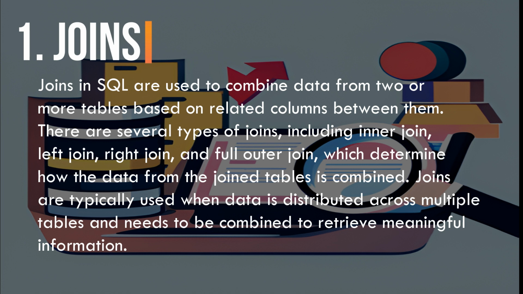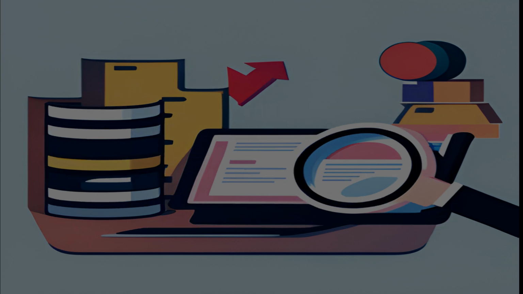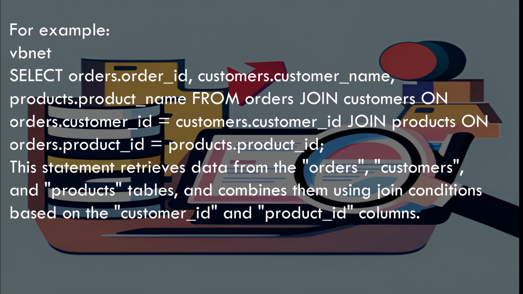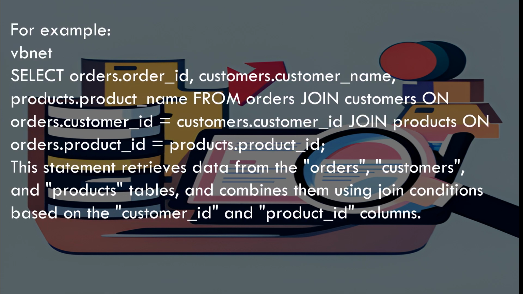Joins are typically used when data is distributed across multiple tables and needs to be combined to retrieve meaningful information. For example: SELECT orders.order_id, customers.customer_name, products.product_name FROM orders JOIN customers ON orders.customer_id = customers.customer_id JOIN products ON orders.product_id = products.product_id. This statement retrieves data from the orders, customers, and products tables, and combines them using join conditions based on the customer_id and product_id columns.